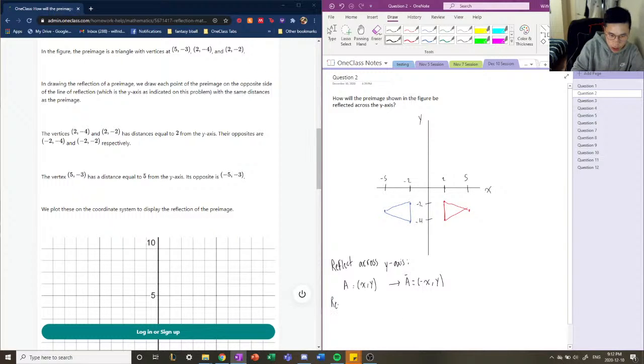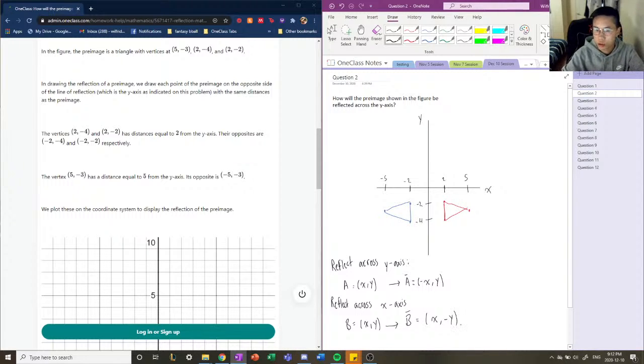If you were to reflect across the x-axis instead, you will have to be wary of the fact that you have to maintain the distance to the x-axis to be the same. So reflecting across the x-axis means that for point B at (x, y), we have to make it (x, -y).